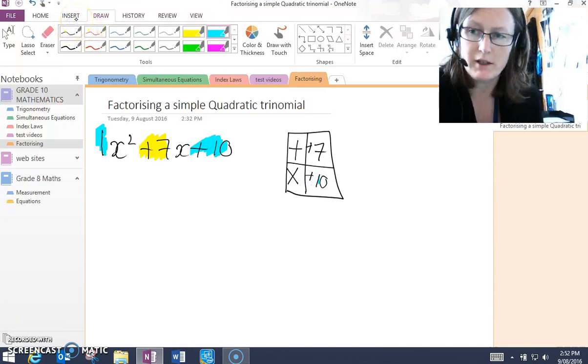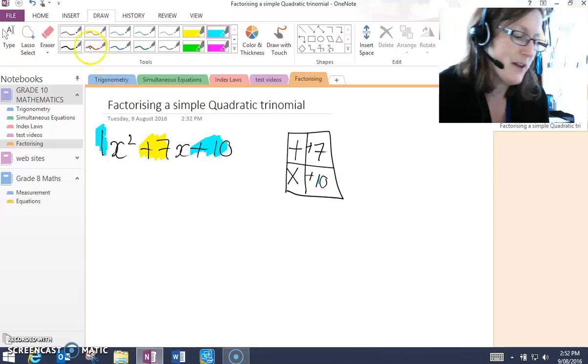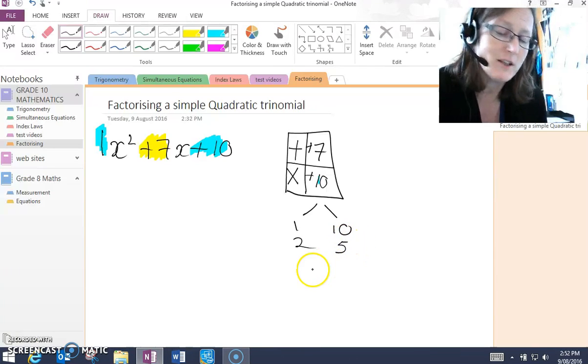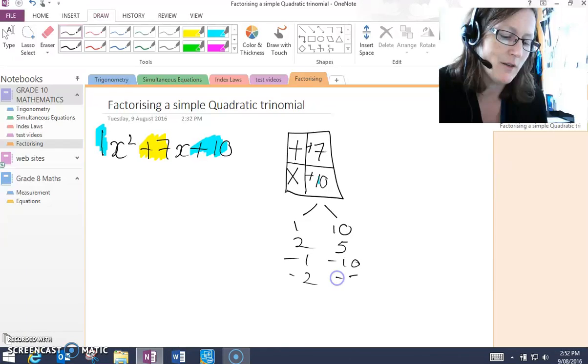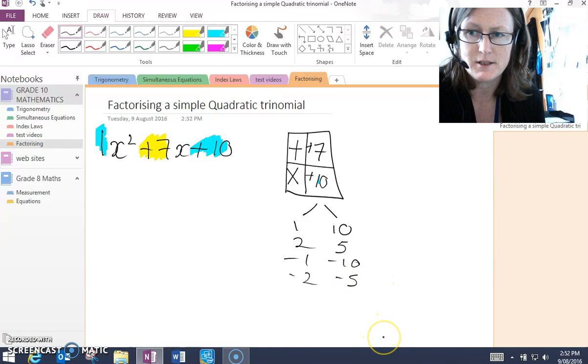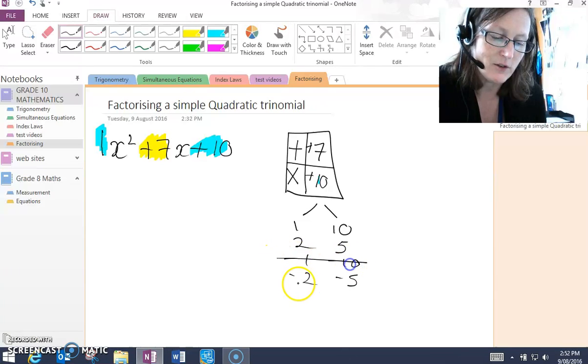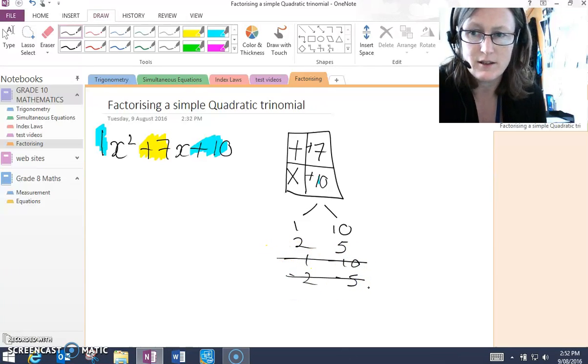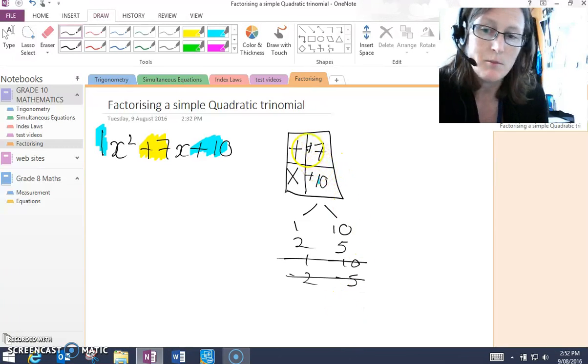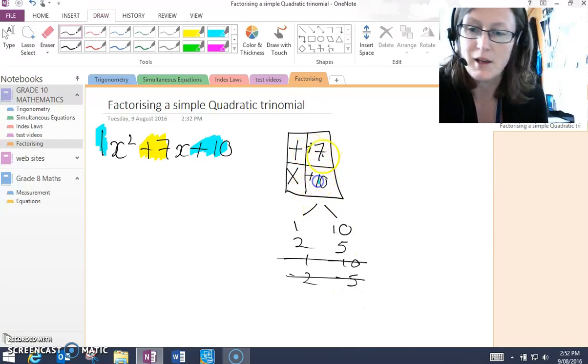So from here we write down the factors of 10. The factors of 10 are 1 and 10, 2 and 5, but we also need to remember that -1 and -10 and -2 and -5 also times to 10. I, however, know that these are not going to be the combinations that I want, because in my box, both numbers are positive.